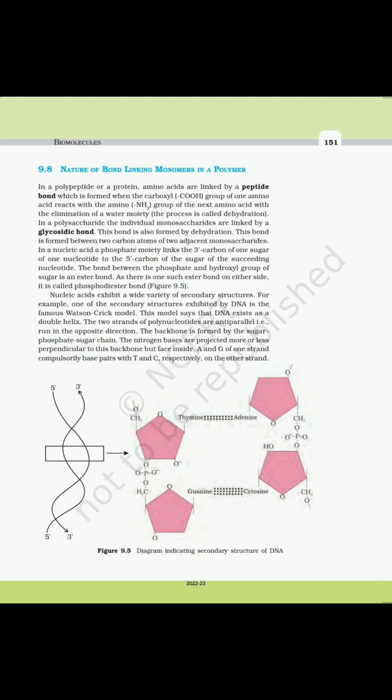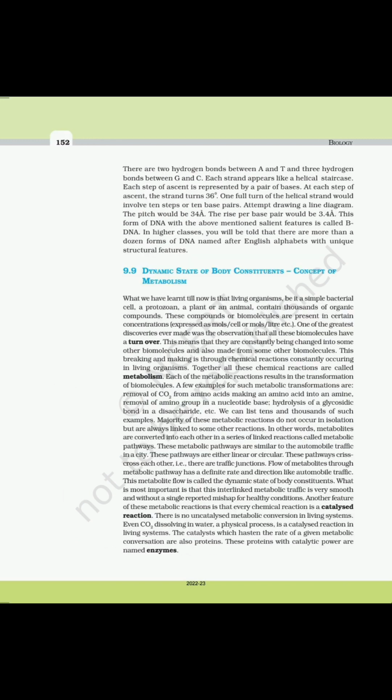The 2 strands of polynucleotides are antiparallel, i.e., run in the opposite direction. The backbone is formed by the sugar-phosphate-sugar chain. The nitrogen bases are projected more or less perpendicular to this backbone but face inside. A and G of one strand compulsorily base pair with T and C, respectively, on the other strand. Figure 9.5 diagram indicating secondary structure of DNA. There are 2 hydrogen bonds between A and T and 3 hydrogen bonds between G and C.